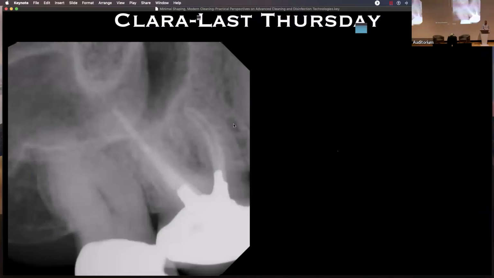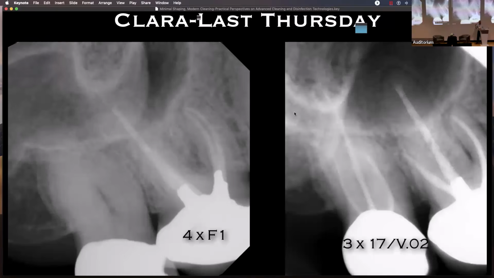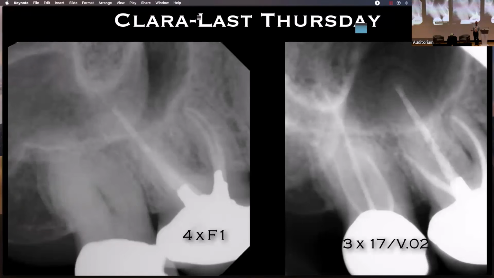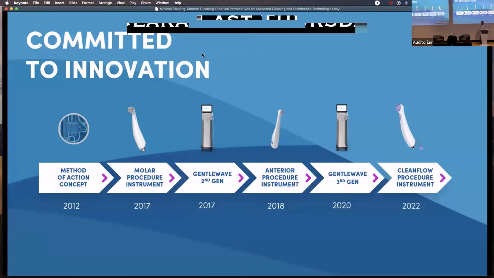So this is Clara, this is Thursday, and there's our post-op. That was 313 VO2s, and then the 20 VO2 just about 1 millimeter short on the MB. I think it went to length on the palatal and the DB. So they're very, very small shapes. So there we are. And we have a long history of innovation with Sun Endo, and the files were the thing that I wanted Sun Endo to finally do, to have a line of files. Kevin's going to talk about that later.